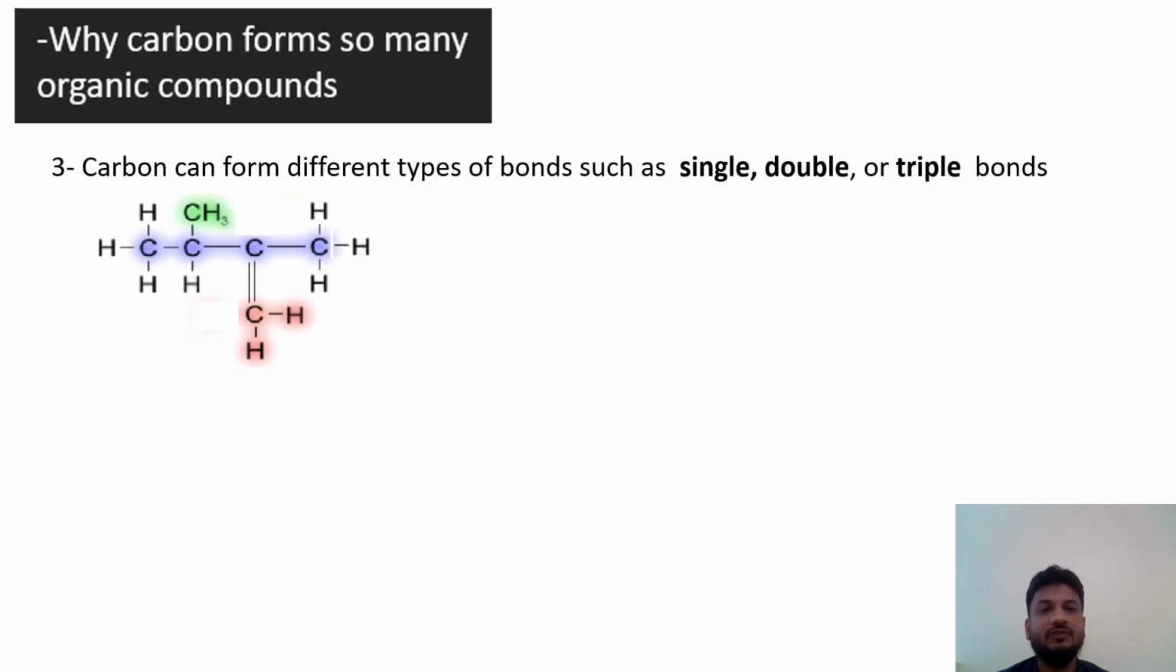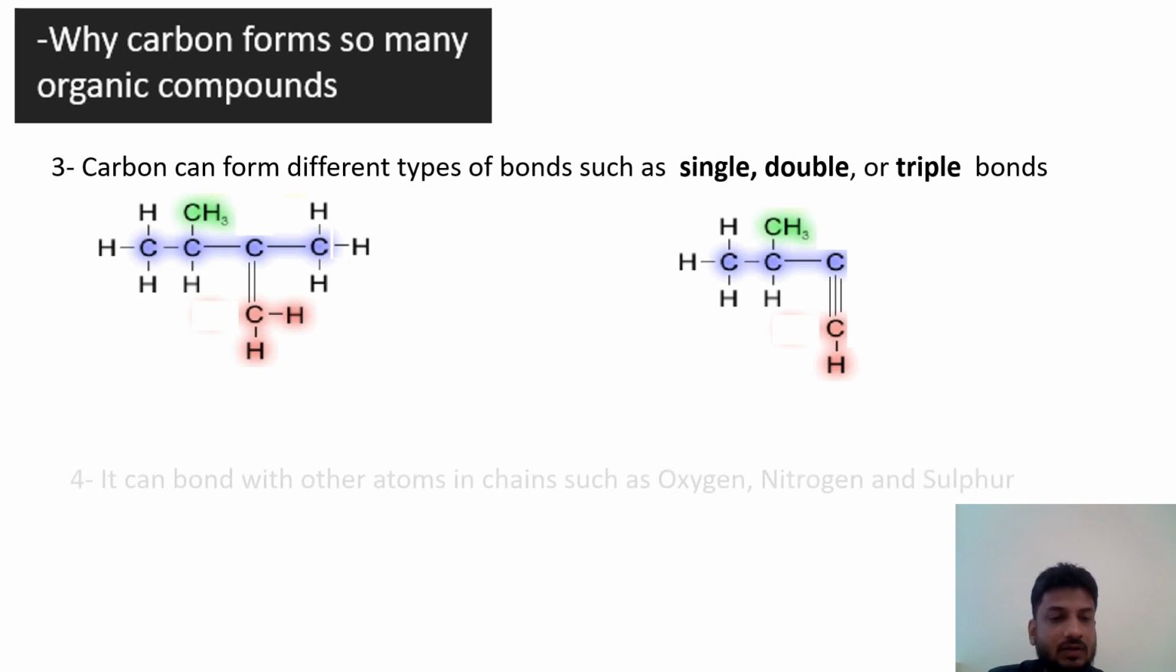Then next, number three, carbon can form different types of bonds, and that's another reason why it can form many compounds. You can see a carbon compound here. It has carbon-carbon single bonds and double bonds. So basically this one is an alkene, and the second one has a carbon-carbon triple and a single bond. So this is what makes more variety of organic compounds.